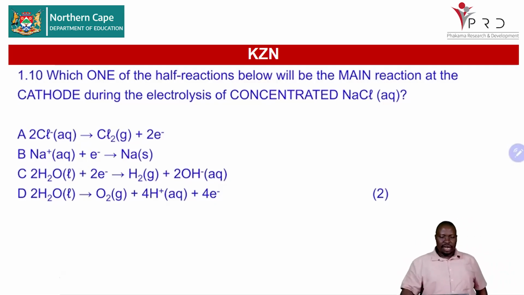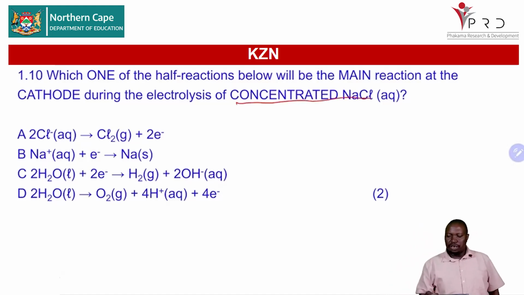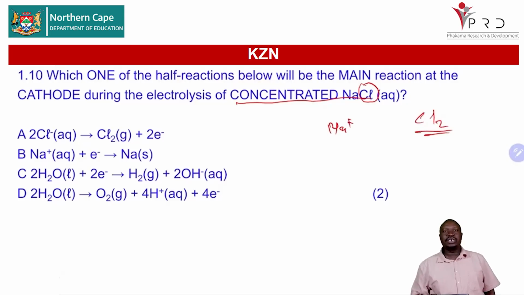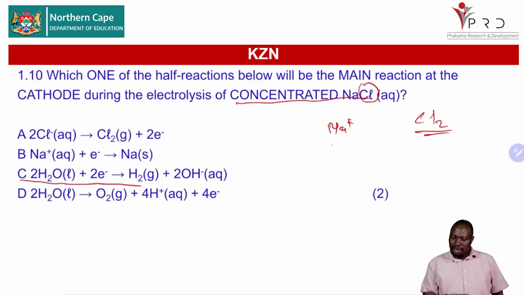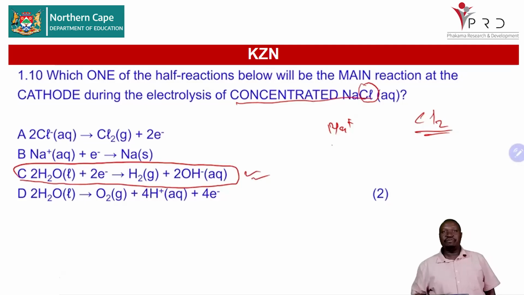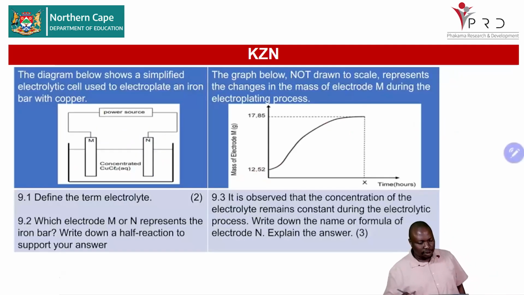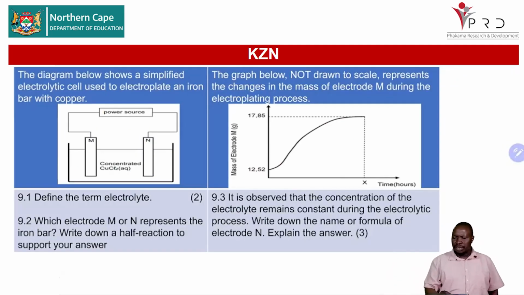Now, this question is saying which one of the half reactions below will be the main reaction at the cathode during the electrolysis of concentrated sodium chloride. Already we said chlorine, Cl2, forms at the anode. And we said Na+ is not a stronger oxidizing agent than water. So definitely it must be water gaining electrons, which is number C. I'm trying to be fast because we have done this question before, you have seen it. And this was the paper from KZN.